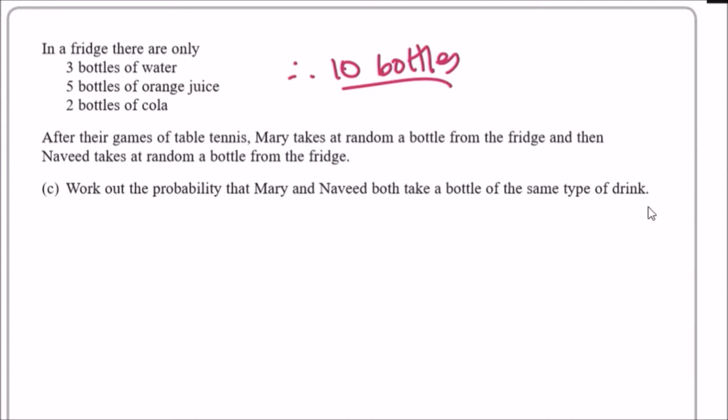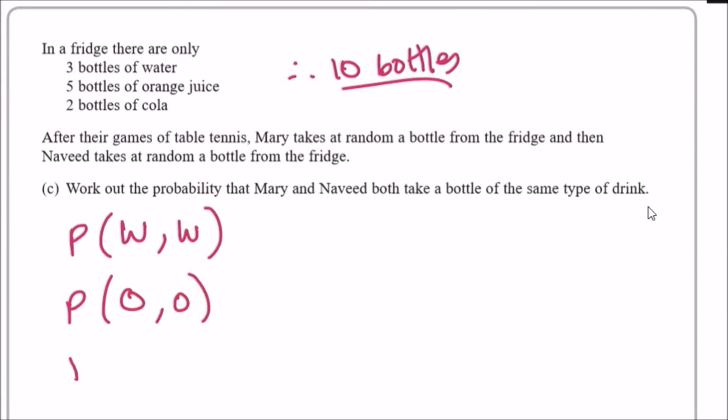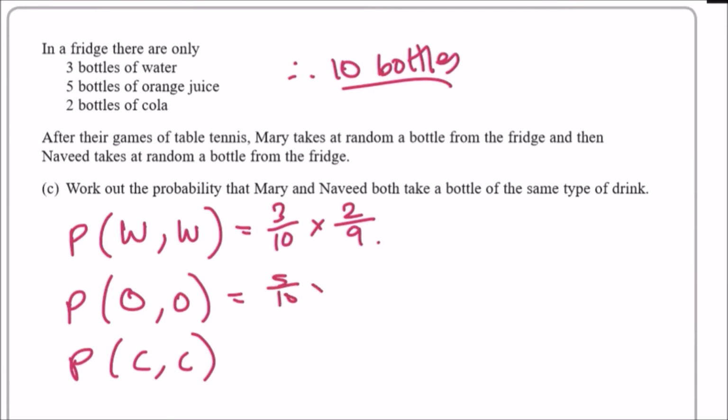So in order to get the same type of drink, here are the probabilities. Remember, Mary first, Naveed second. Suppose Mary takes water first, we need to find the probability that Naveed takes water next. The other possibilities would be orange first and orange again, or cola first and cola again. So the probability of getting water first would be 3 out of 10, meaning there are now 2 waters left out of 9 bottles. The probability of taking orange first would be 5 out of 10, meaning there are 4 left for Naveed. And taking cola first is 2 out of 10, and that means there's 1 left for Naveed out of 9.